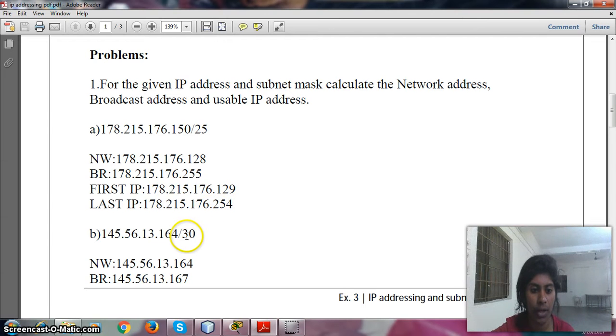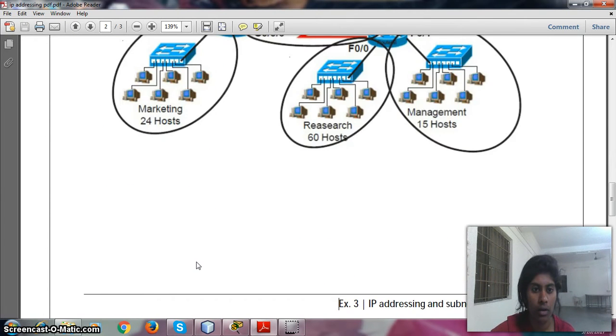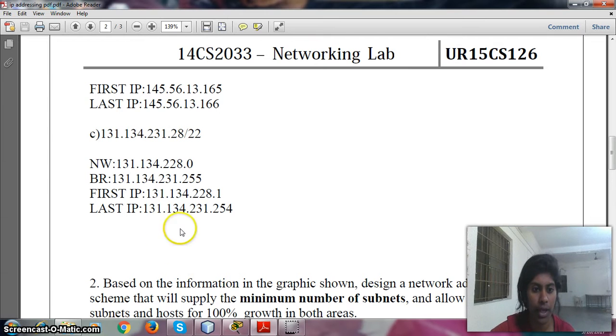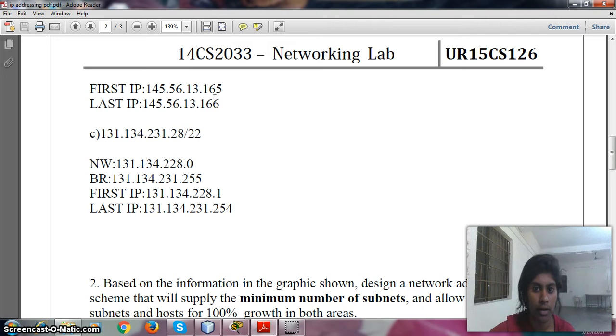And the second one is the problem, and the network is 145.56.13.146, and here 131, 134 for the network, and this for the broadcast, and the first IP address and the last IP address.